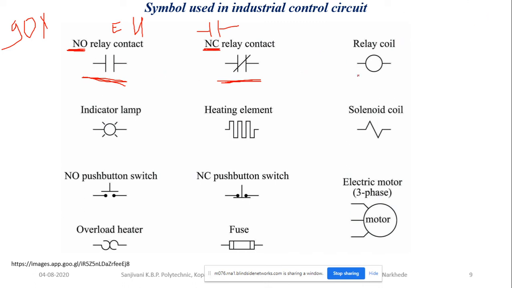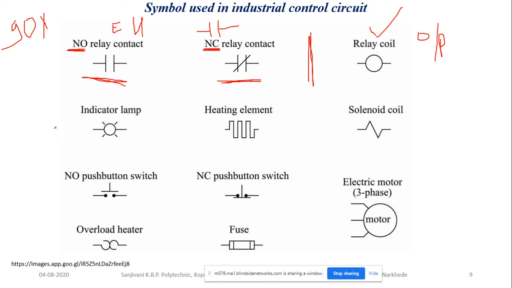Okay, the next commonly used symbol is the relay coil. The relay coil is represented by a circle. The relay coil is normally used as an output. These are called NO contacts and NC contacts, these are your inputs, and for output purposes we are going to use the symbol of the relay coil.